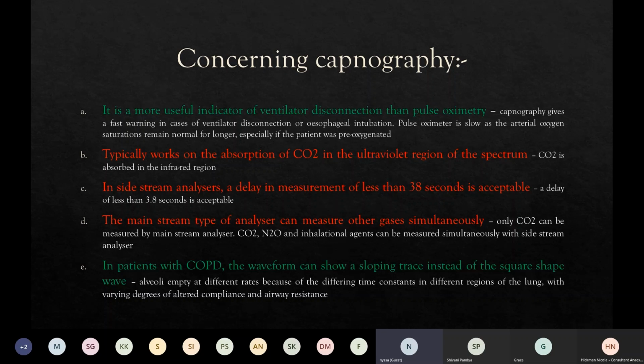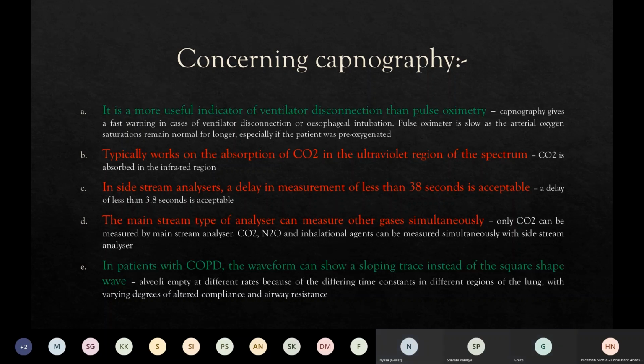B is false, so CO2 is absorbed in the infrared region, it's not absorbed in the ultraviolet region. I think everybody got that. C is false. Obviously, a delay of 38 seconds is far too long. The book says that with a side stream analyzer, you do get a slightly longer delay, but a delay of less than 3.8 seconds is acceptable. D is false, actually. The book has a little bit about mainstream and side stream analyzers. The main principle is that the mainstream analyzer responds more quickly, but it can only measure one gas, so they have to be calibrated for a specific gas and then used for that.